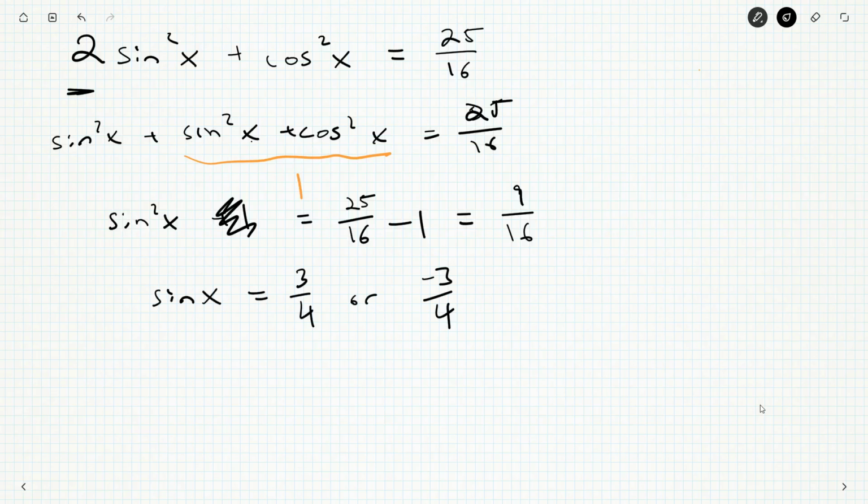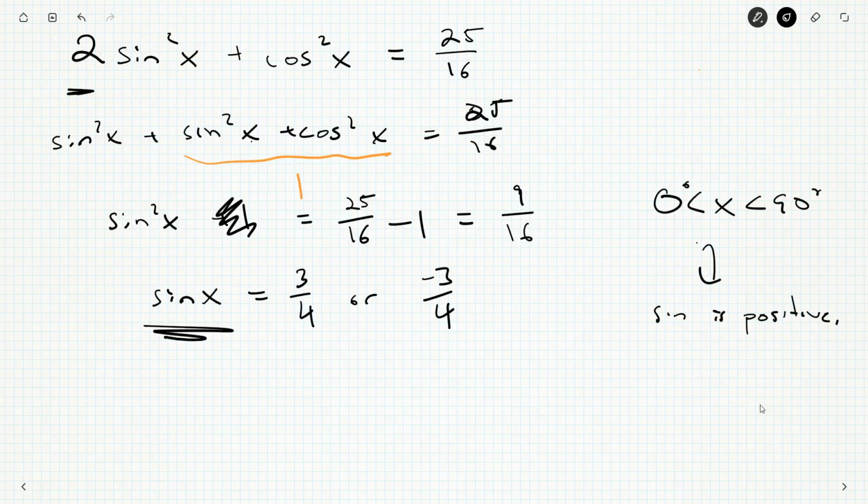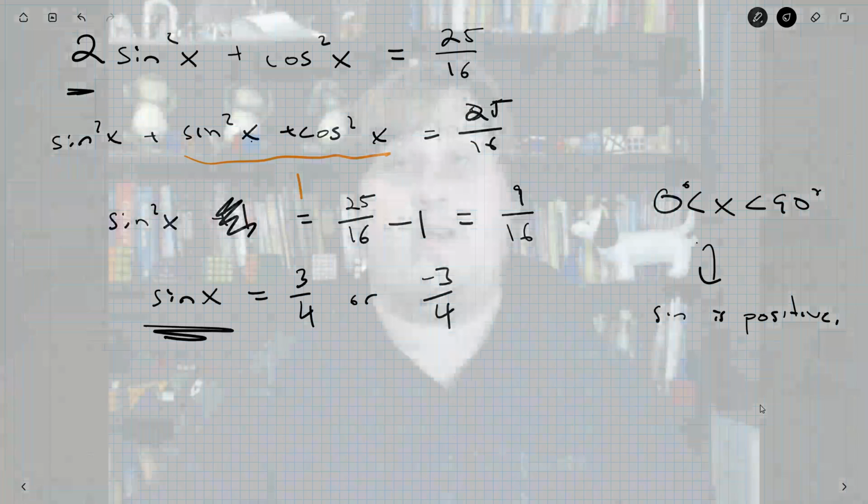And we have to decide which one it is, because they want us to tell them what sine x is. Okay? And that's where the information that x is between 0 and 90 degrees comes into play. Sine in this range is always positive. Now, there's lots of ways we could try and remember that from trigonometry.